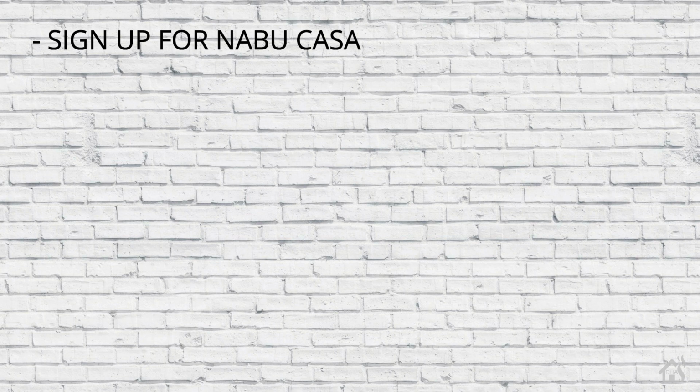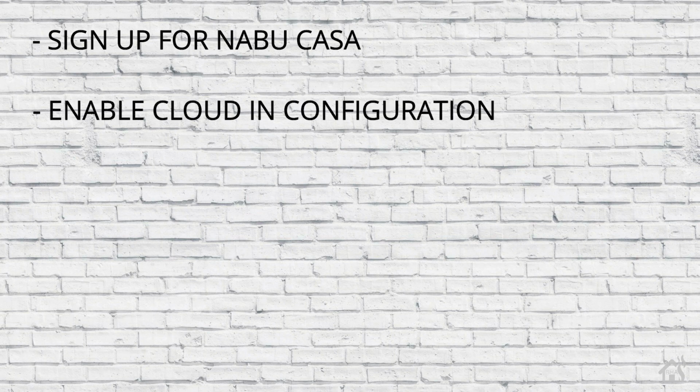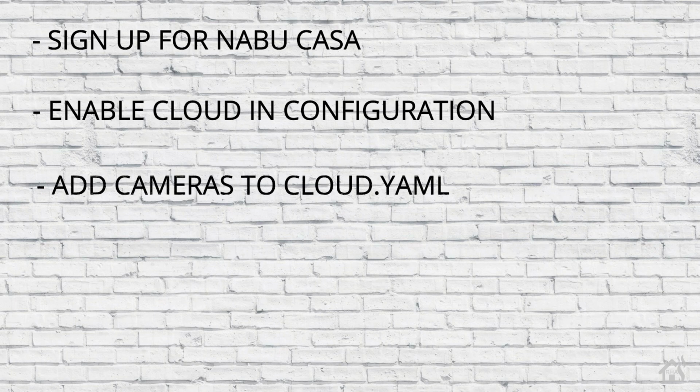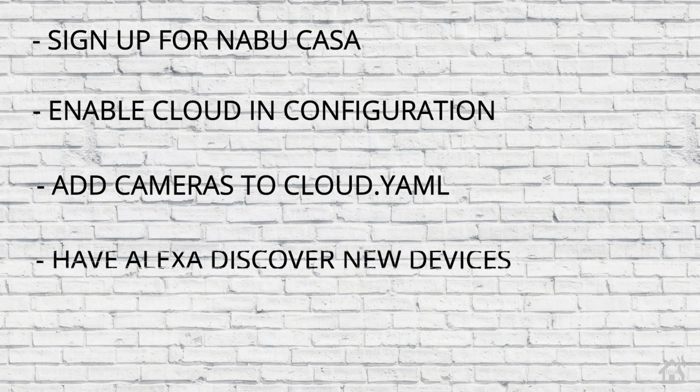Next step is to enable cloud in our configuration. Once we do that, we are going to add the cameras to the cloud.yaml file in our configuration. And then lastly, we need to have Alexa do a discovery for those new devices. Once Alexa has discovered the new cameras, lastly, I'm just going to show you what that looks like in action. So let's get started.